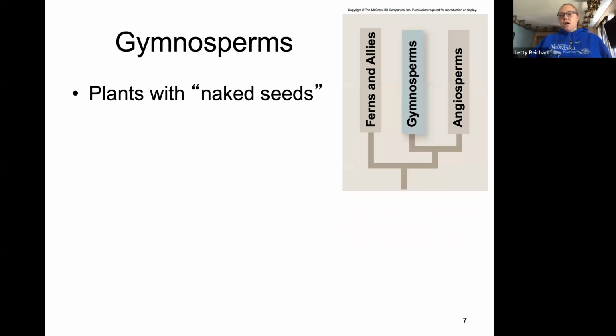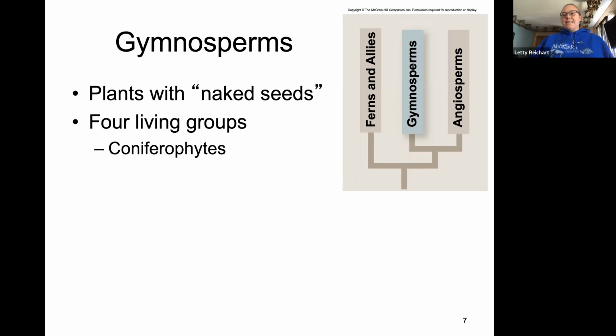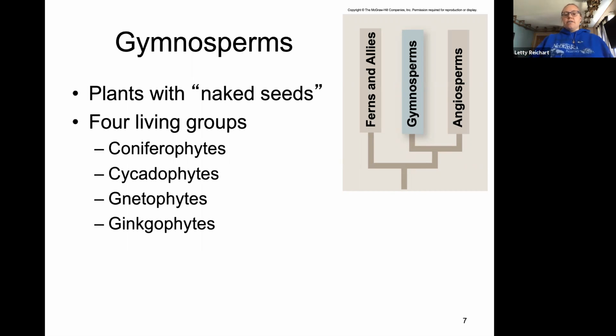So let's first talk about gymnosperms. These guys have what we call naked seeds. They don't really have a nutritive source attached to that seed. And there are 4 living groups, as I just said: the conifers, cycads, Gnetum, or the gnetophytes, and ginkgos. No flowers, no fruit in the gymnosperms, so keep that in mind.